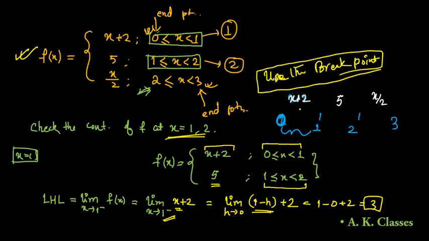Exercise 5.1, question number 6. The question is: find all the points of discontinuity of f, where f is defined as something. In the question, it is not mentioned at which point you have to check continuity, but the function is given. Tell me, at which point will you check? The function is f(x) equals 2x plus 3 if x is less than or equal to 2, and 2x minus 3 if x is greater than 2. At which point will you check?